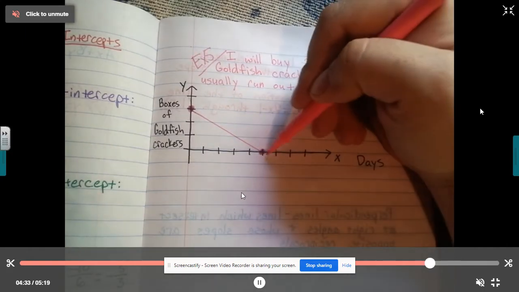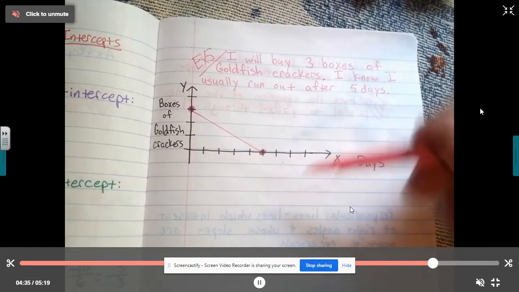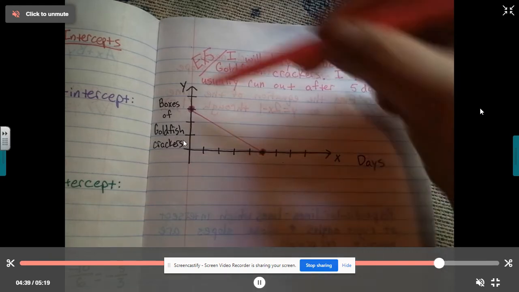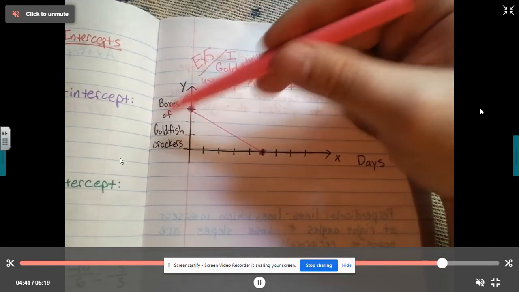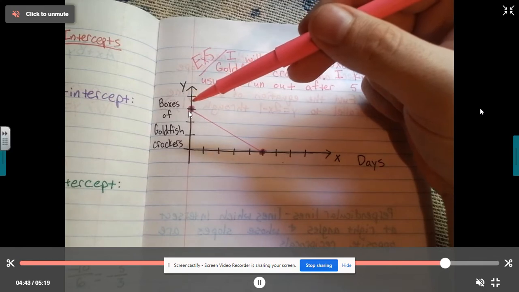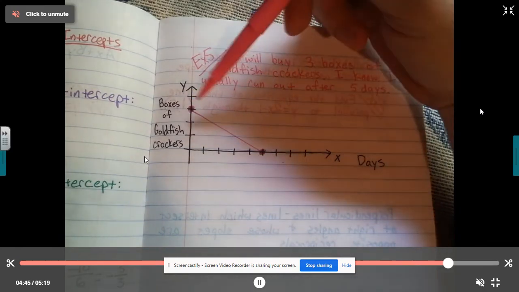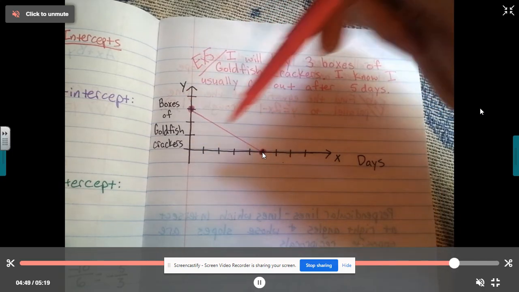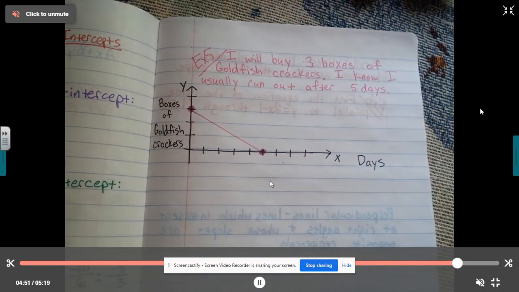Technically, I'm not going to go any further, because if I go down this way, then we'd get into negative boxes of crackers. That doesn't really make sense. If I went this way, I'm going backwards in time. That doesn't really make sense either. It's not like before I had the crackers, I had more. I probably didn't have any at that point. So I'm just really doing a line segment rather than a full line, but that's the concept of intercepts there. After 0 days pass, I have 3 boxes of crackers. After 5 days pass, I have 0 boxes of crackers.